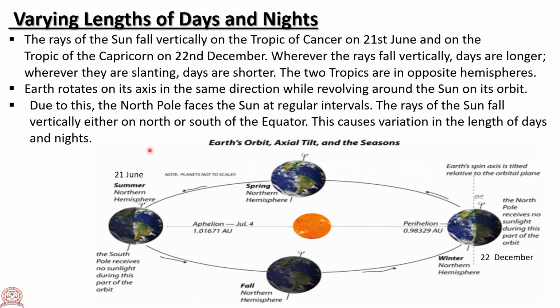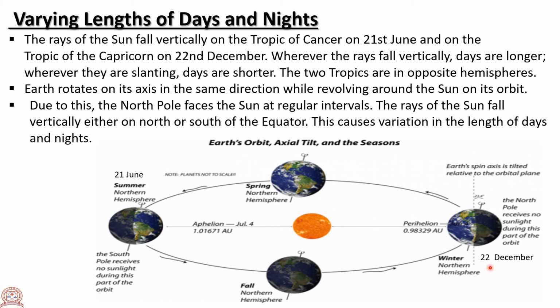Here, on 21st June, the sun rays fall directly on the Tropic of Cancer. That means in the northern hemisphere the days are longer. At the same time, in the southern hemisphere, the days are shorter because the sun rays fall slanting. The south pole receives no sunlight during this part of the orbit.